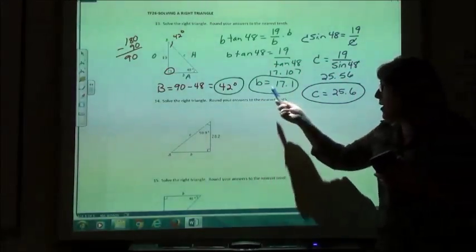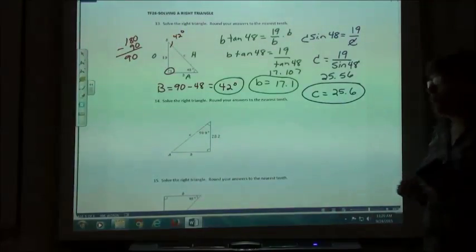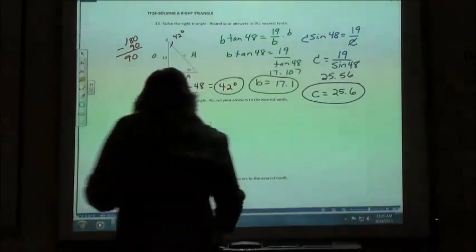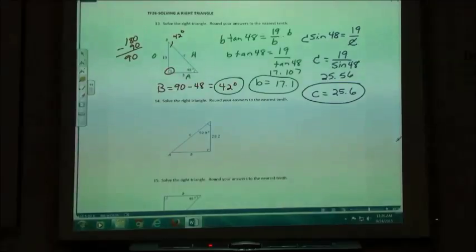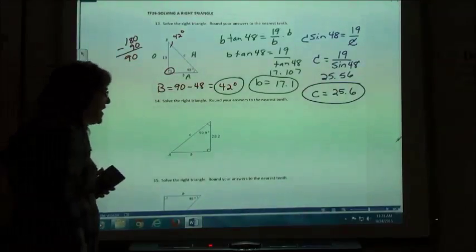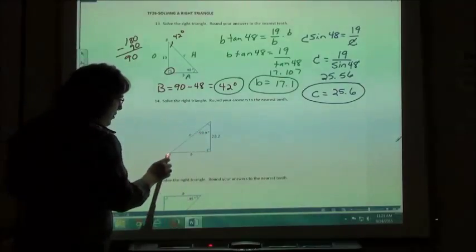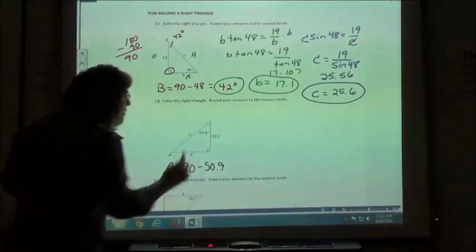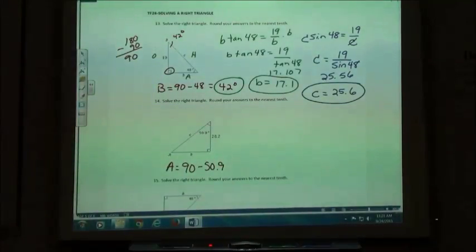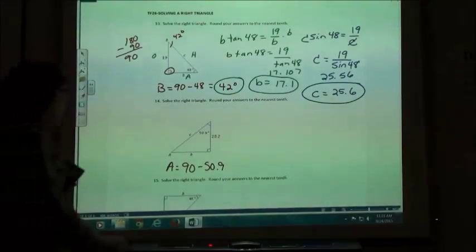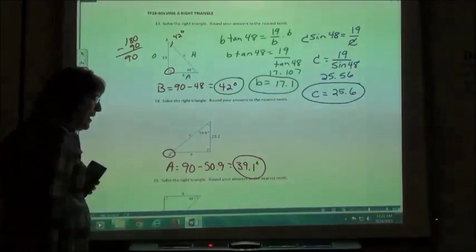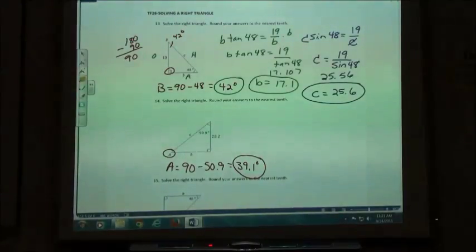So I'm going to find the angle and then both of my sides, and so a little bit longer problem than we've been doing. So number 14, we're going to solve our right triangle again, round to the nearest tenth if we need to round. First thing we're going to do is find out how big A is by taking 90 minus the angle that we already know, which is the 50.9. So if we take 90 minus our 50.9, 39.1 degrees is going to be how big A is, right? So that one should be easy and quick to do.